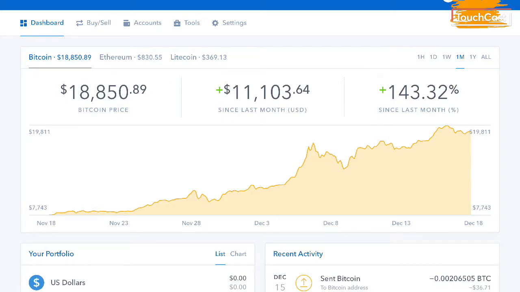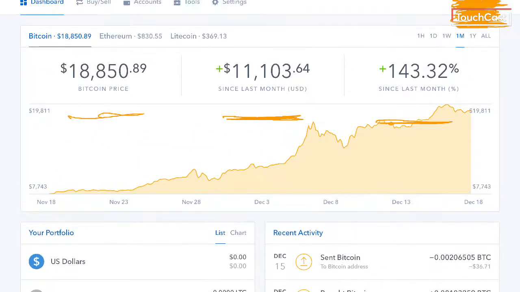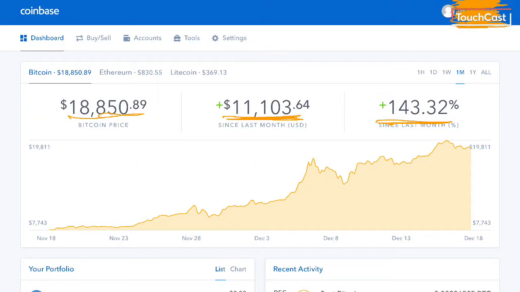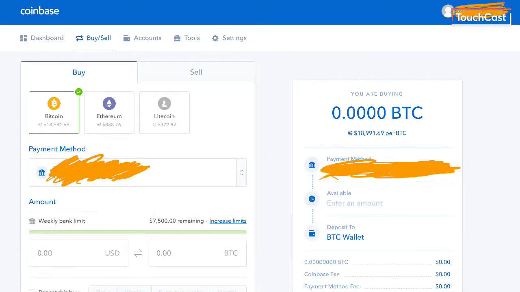So now that I'm signed in, you see that we have the current Bitcoin price, how much it has gone up since last month, and the percentage that it went up. So apparently a lot is going on. Now what we're going to do is buy or sell Bitcoin, so that's where you're going to select this option here. All right, so now we're in the buy/sell screen.